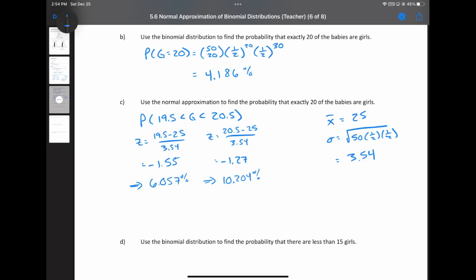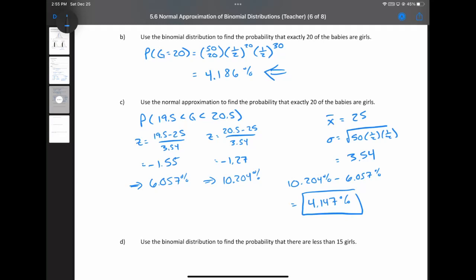Okay, and since we're looking for data between, we do subtraction of the big one minus the little one. And when we do that, 10.204 minus 6.057 gives us 4.147%. Compare that to our answer up here, which is the exact answer, and that's pretty close.